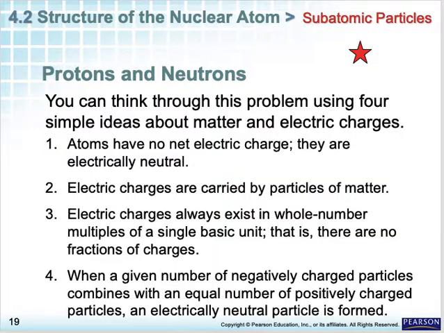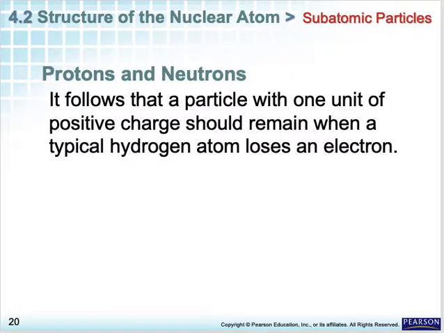Electric charges always exist in whole number multiples of a basic unit. That is, there's no fraction of a charge. And when a given number of negatively charged particles combine with an equal number of positive particles, an electrically neutral particle is formed. So, it follows that a particle with 1 unit of positive charge should remain when the typical hydrogen atom loses an electron.